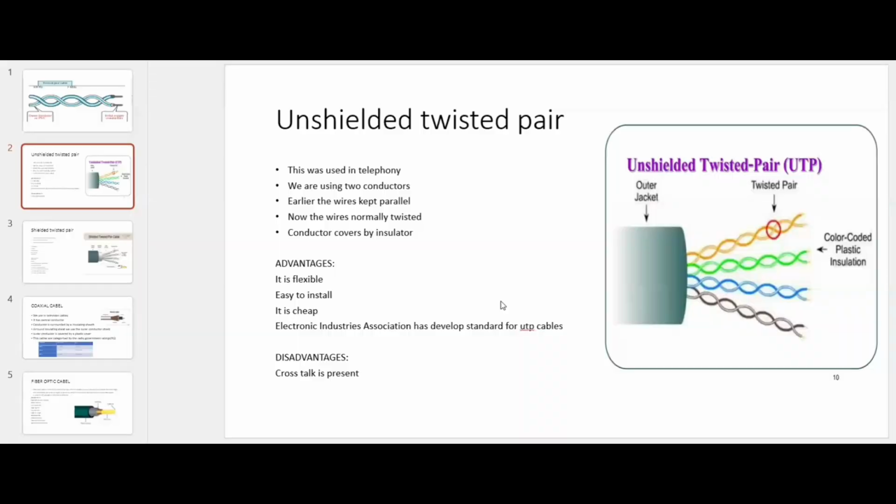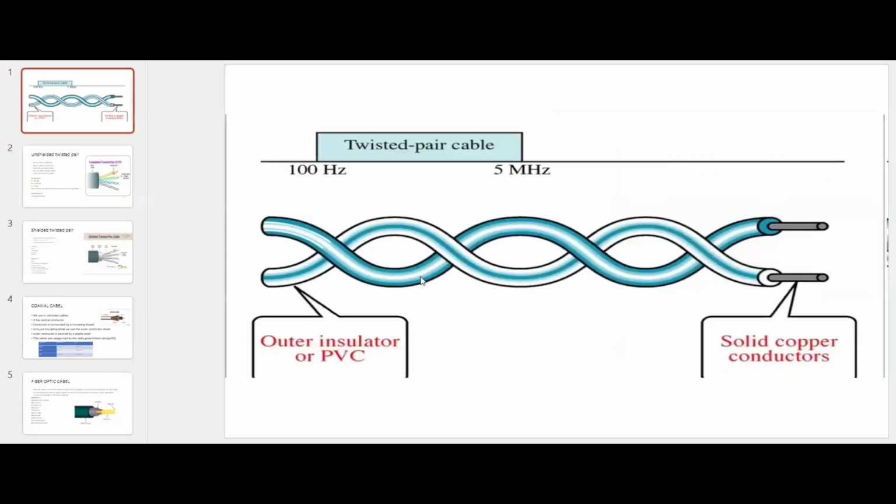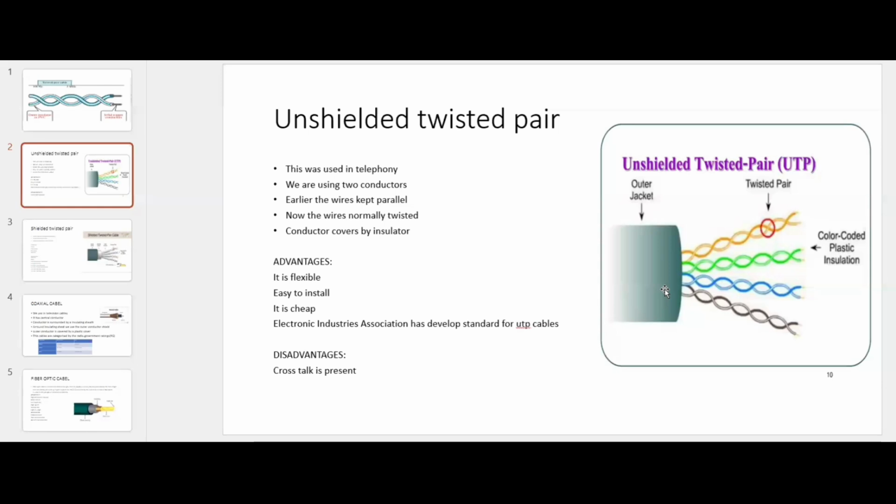First we will discuss twisted pair cable. What is twisted pair cable? Twisted pair cable is nothing but twisting of two wires. We can observe on the screen. Twisted pair cable is of two types: one is UTP and one is STP.